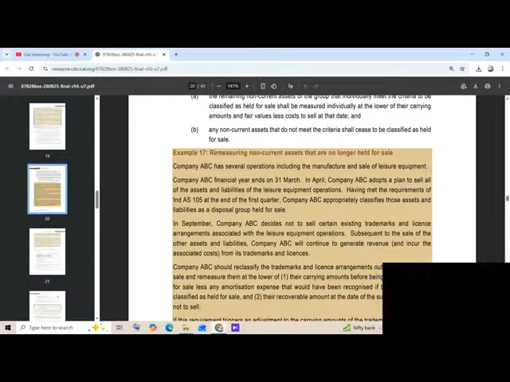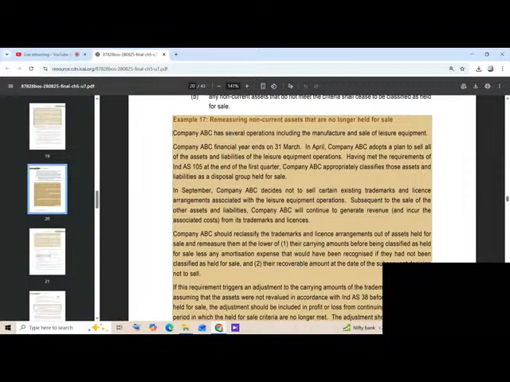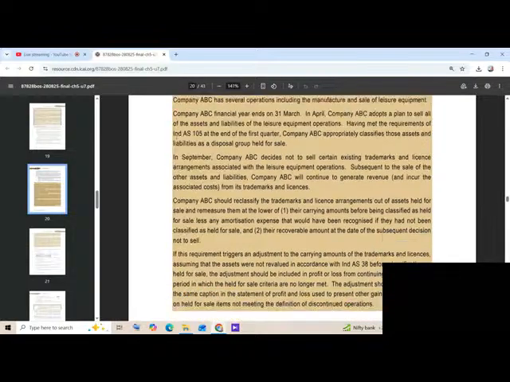Remeasuring non-current assets that are no longer held for sale. Company ABC has several operations including the manufacture and sale of leisure equipment. Company ABC's financial year ends on 31st March. In April, Company ABC adopts a plan to sell all of the assets and liabilities of the leisure equipment operations. Having met the requirements of Ind AS 105 at the end of the first quarter, Company ABC appropriately classifies those assets and liabilities as a disposal group held for sale.